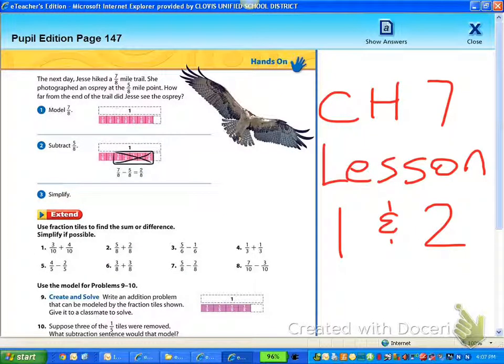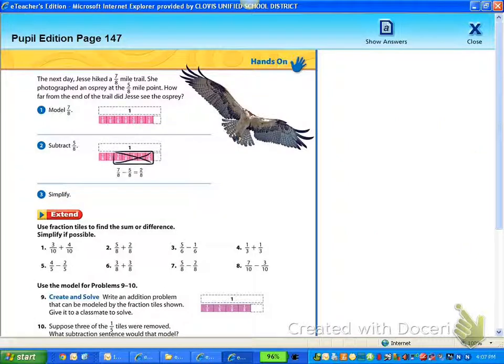Okay, this is Chapter 7, Lesson 1 and 2. This deals with adding and subtracting fractions with common denominators. In a fraction, we have two numbers. We have the numerator, which is on top, and the denominator, which is on the bottom. And before you can add or subtract them, we have to have a common denominator. They have to be the same.